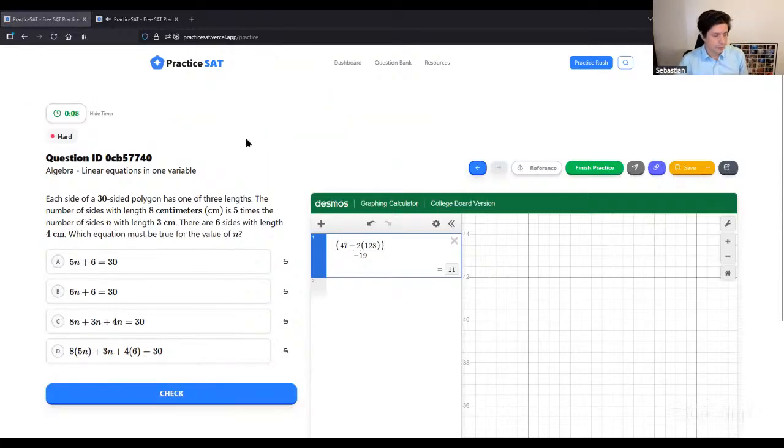Each side of a 30-sided polygon has one of 3 lengths. The number of sides with length 8 centimeters is 5 times the number of sides with length 3 centimeters.